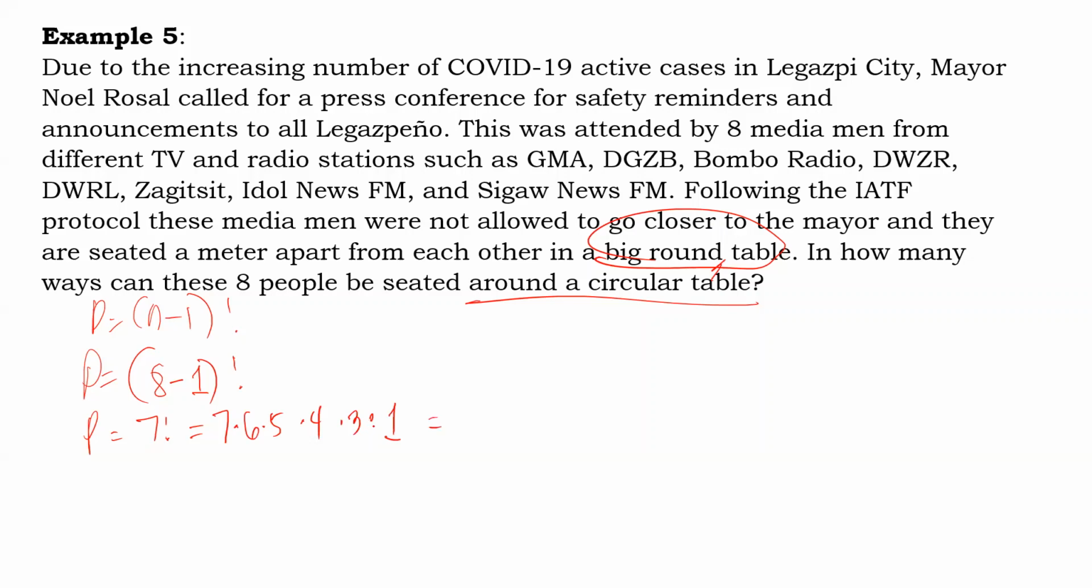Wala tayong ika-cancel kasi wala tayong denominator. Now, to solve, that is equal to 5,040 ways. Or there are 5,040 arrangements. This is for circular permutation. Okay.